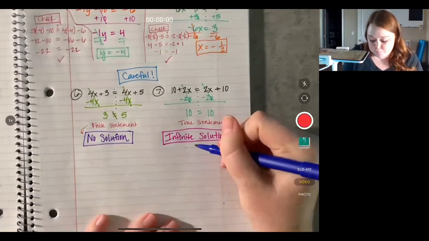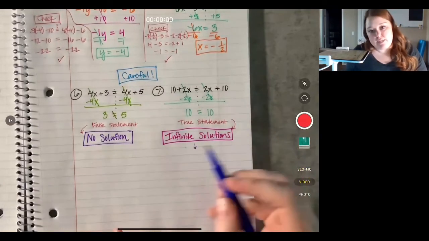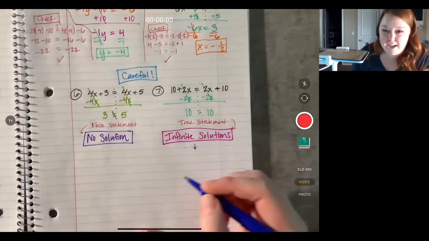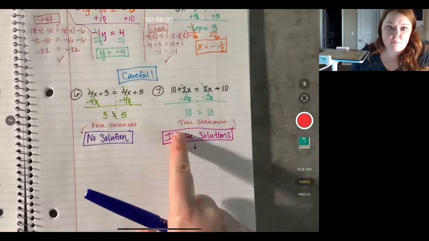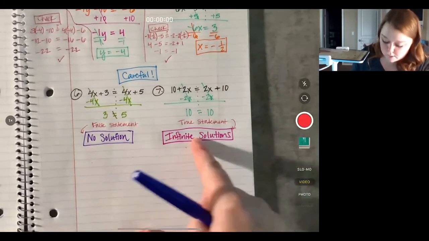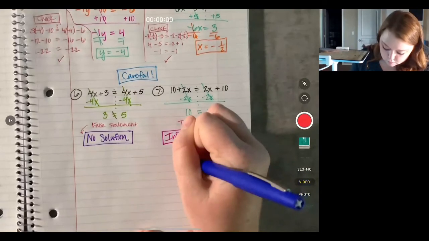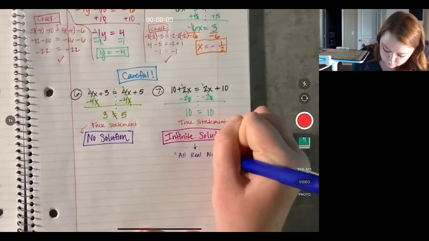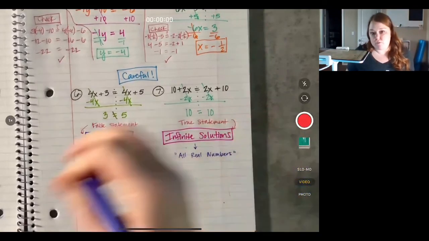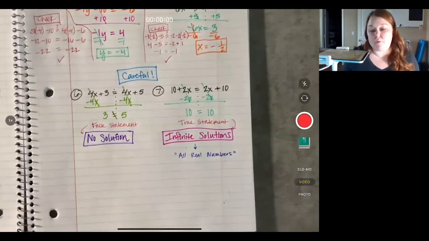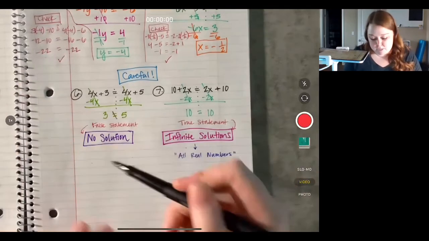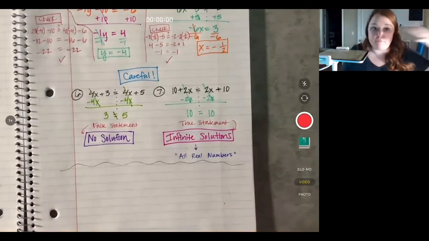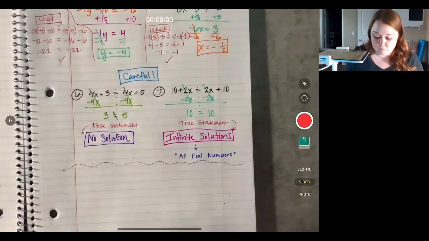And some people, instead of writing infinite solutions, I like infinite solutions because it's like the opposite of no solution. You might also see it like this, guys, all real numbers. It means the same thing as infinite solutions. It means all real numbers that you plug in for x are solutions, okay? So these don't happen often, but they happen sometimes, and it is needed for higher level math, so I want to expose you to it now.